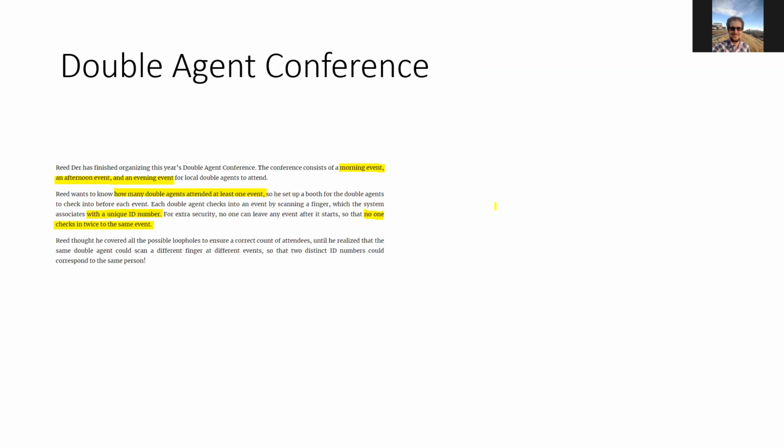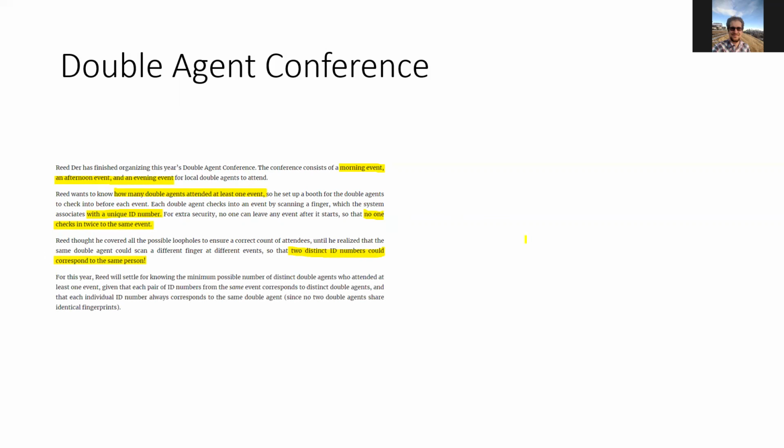So this sounds great until this Reader realized that the same double agent attending different events could scan different fingers, and so we could have different ID numbers corresponding to the same person. So this is kind of bad news. So the idea here with the problem is that we want to know the minimum possible number of distinct double agents, assuming that this 2 distinct ID number thing happens as much as possible.